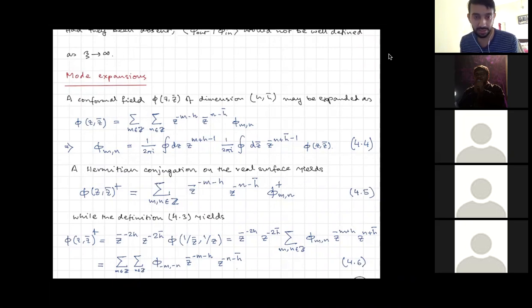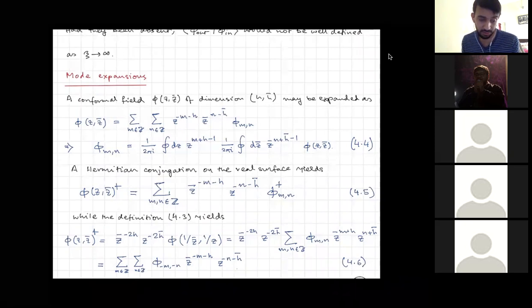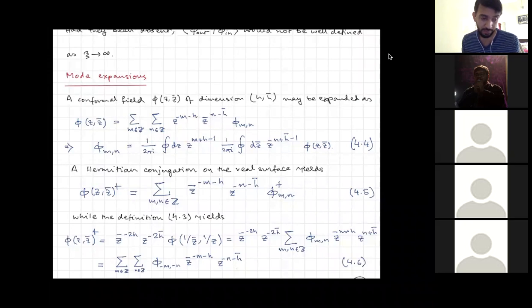Sir? Yes. In this operator formalism, we have defined states and operators, but we have not said anything about evolution of those states. So how will that happen?